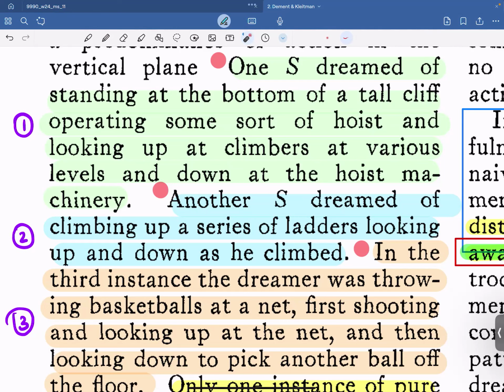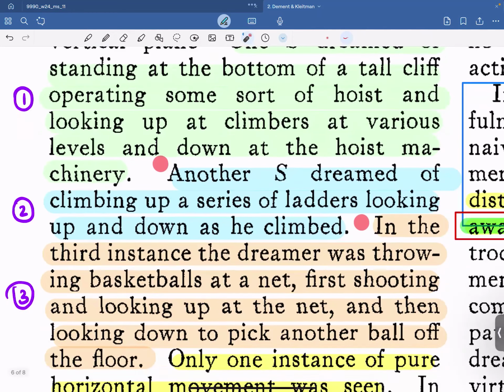The second one, another subject dreamt of climbing up a series of ladders, looking up and down as he climbed. In the third instance, the dreamer was throwing basketballs at a net, first shooting and looking up at the net, and then looking down to pick another ball off the floor. These were the 3 dreams that were reported when the participant was experiencing a vertical eye movement.